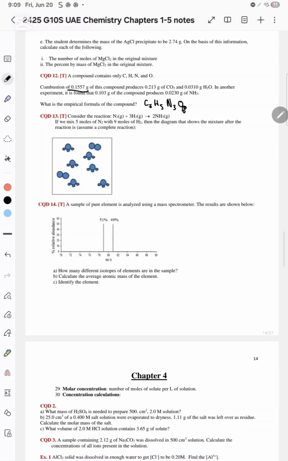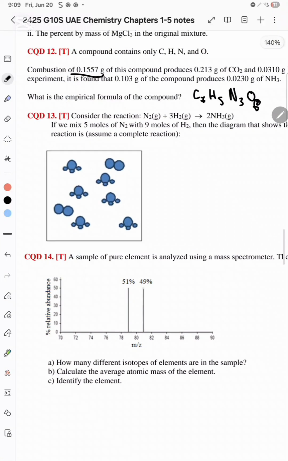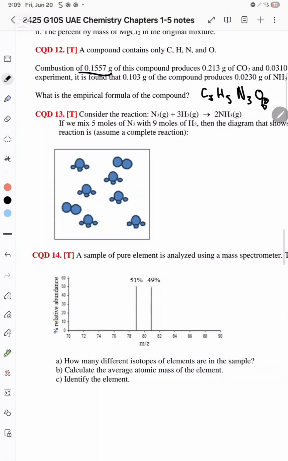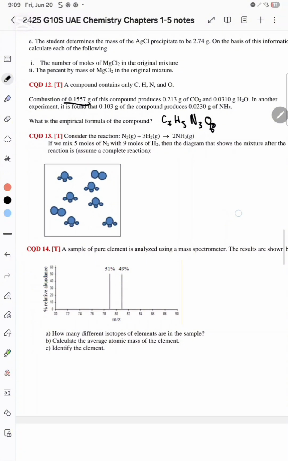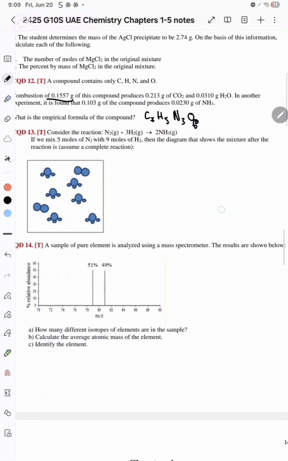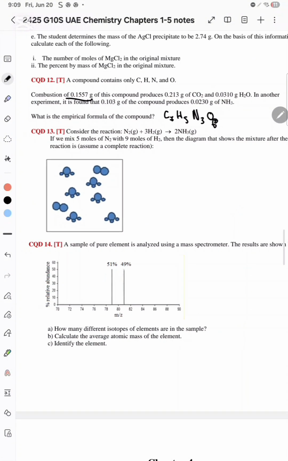Now for question 13, it's telling you to consider the reaction N2 plus 3H2 gives you 2NH3. If we mix 5 moles of N2 with 9 moles of H2, the diagram shows the mixture after the reaction. Assume it's a complete reaction. So what are they asking? I think they forgot to write what their question is, but I'm assuming it's how many moles are left at the end of the reaction.